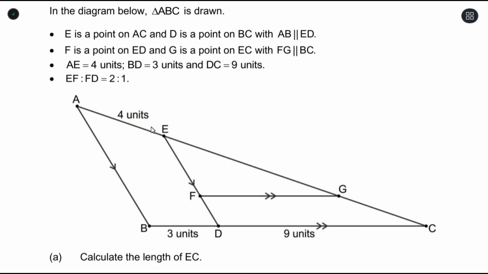BD is 3 units. DC is 9 units. Now, we are also told that the ratio EF to FD is 2 to 1. This is the only information that wasn't given that I think I can try to represent. They told us that the ratio is, take for instance, 2K, 1K, right? That is your 2 to 1.